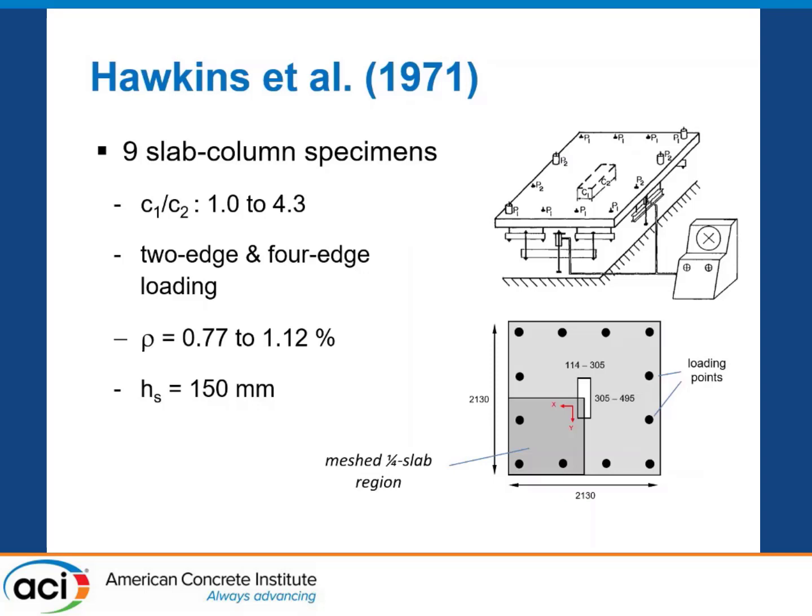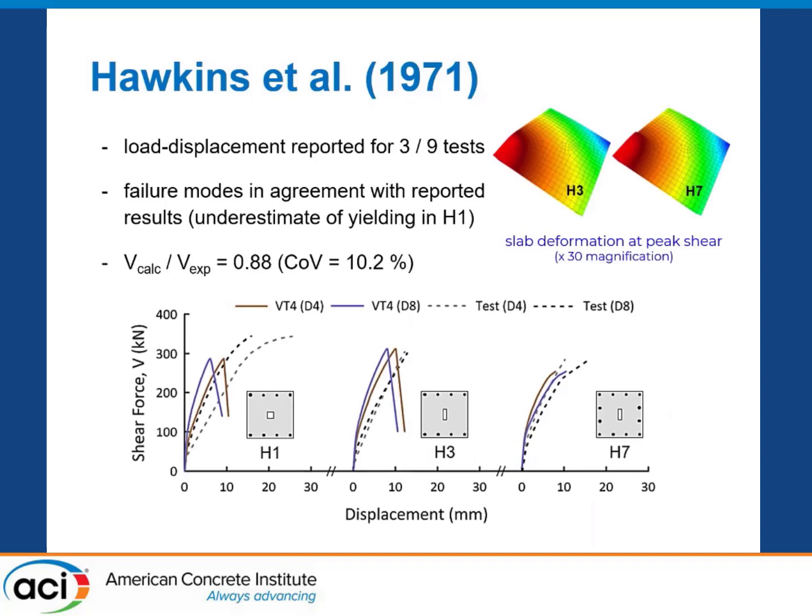That varied. Sometimes it was 2 edges loaded, sometimes it was 4 edges loaded. It had varying reinforcement ratios, and all the slabs were 150 millimeters thick. And the primary variable in the research was column aspect ratio. So they had different rectangular column sizes. They only reported load deflection behavior for 3 of the 9 specimens in the research.